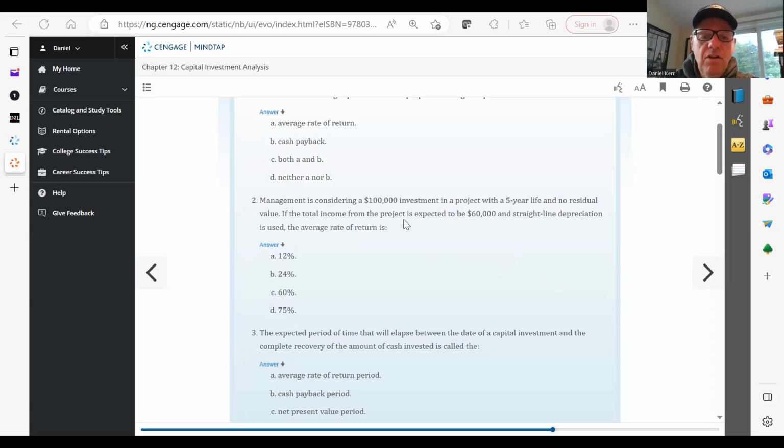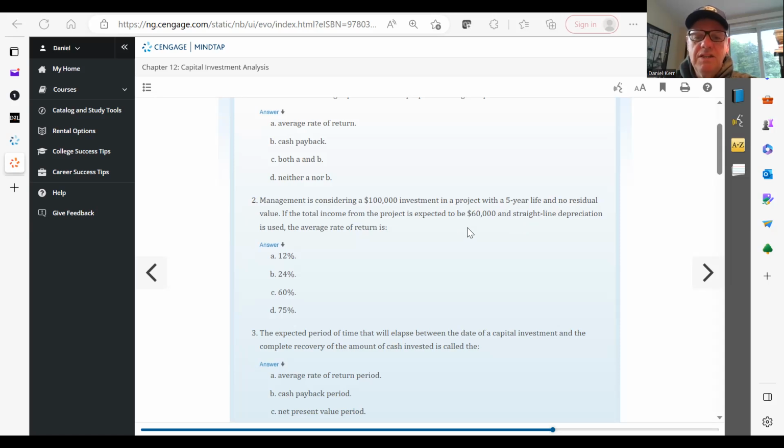And then they tell us the total income from the project is expected to be 60,000, but that's the total income of the project over 5 years. So to get the correct answer for that, you have to set up a fraction, and the numerator is the total return of 60,000, and that's going to be over 5 years.